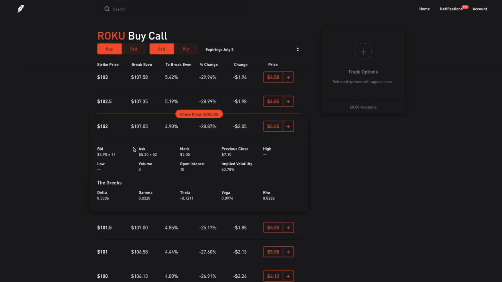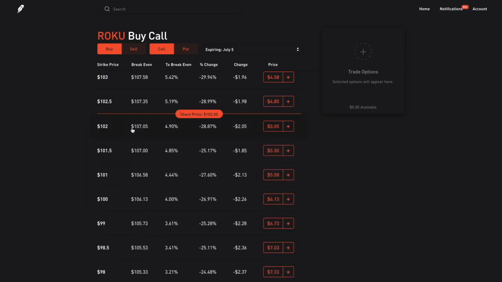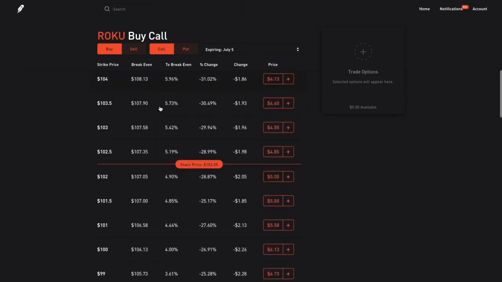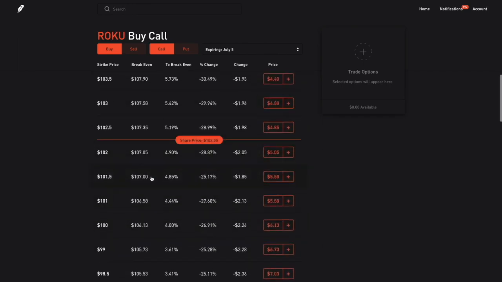So right away, we want to determine which options are in the money and out of the money. This option that I've clicked on is pretty much at the money. So these two options are pretty much at the money. Anything above is going to be out of the money and anything below is in the money. We're going to be looking at call options and determining how much money you can possibly make for every dollar move that the stock makes.